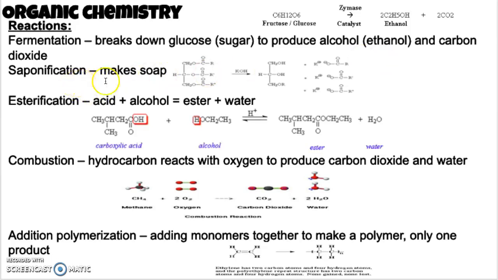Next is saponification, which makes soap. Think the first four letters in the word saponification kind of look like the word soap. Good way to remember it. Esterification, notice the word ester in esterification. Esterification makes an ester. What a coincidence. To make an ester, you need an acid, especially an organic acid like I have here, plus an alcohol. And those, when you react them together, will form an ester and water.